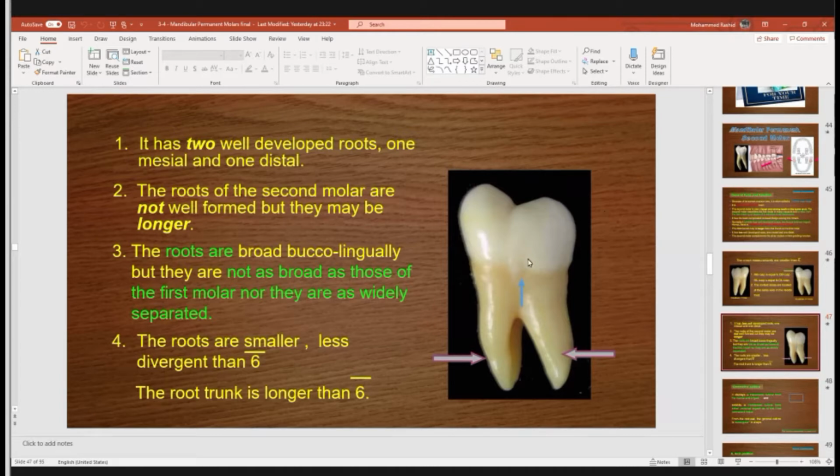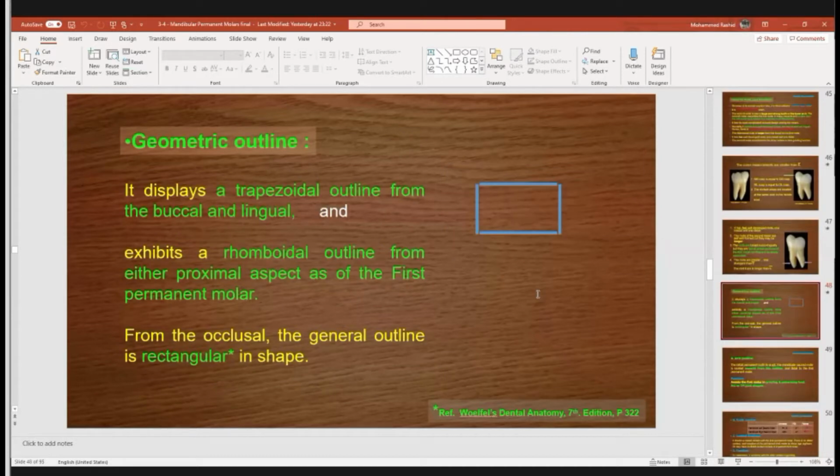The geometric outline displays a trapezoidal outline from the buccal and lingual. It exhibits a rhomboidal outline from either proximal aspect, as with the first premolar. From the occlusal, the general outline is rectangular. So trapezoidal from the buccal and lingual side, rhomboidal from the proximal side, and rectangular from the occlusal side.